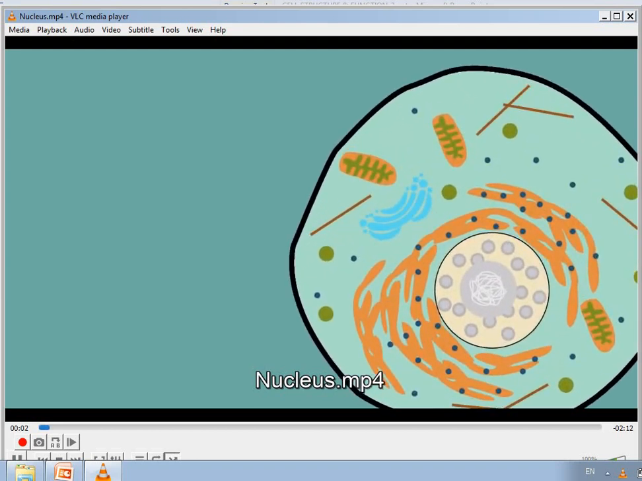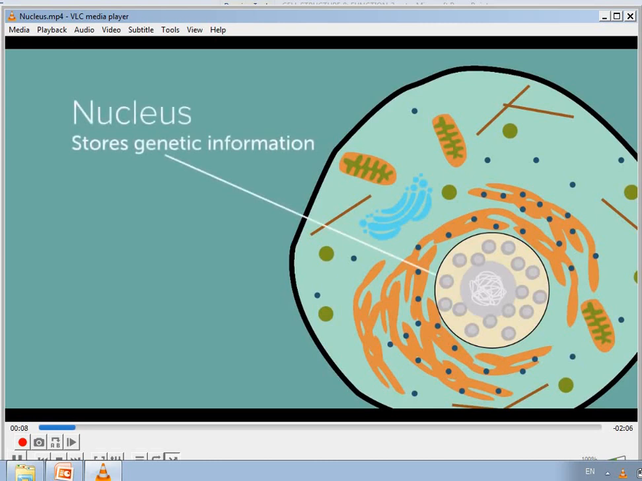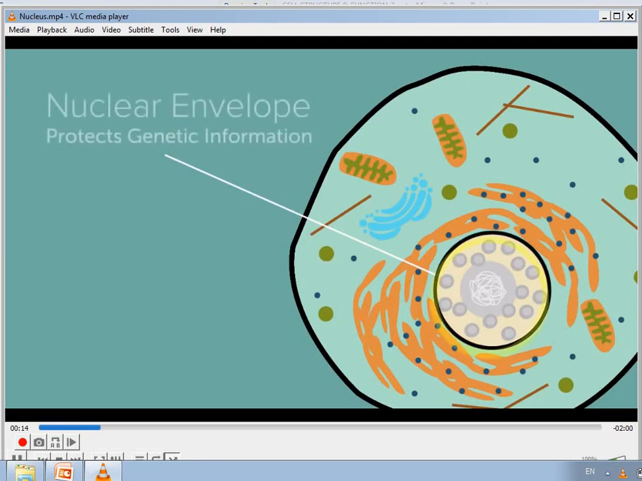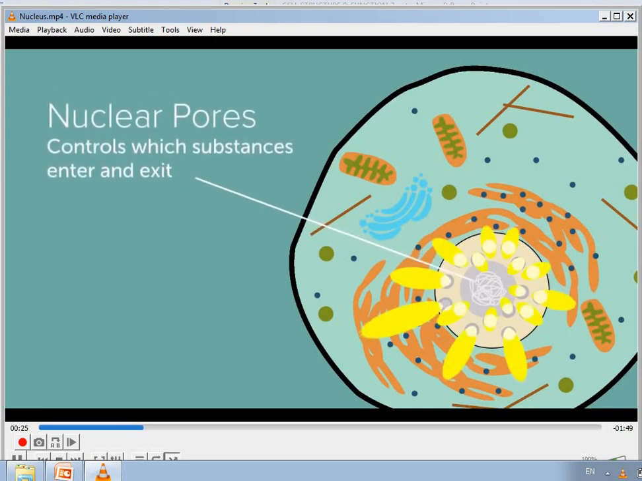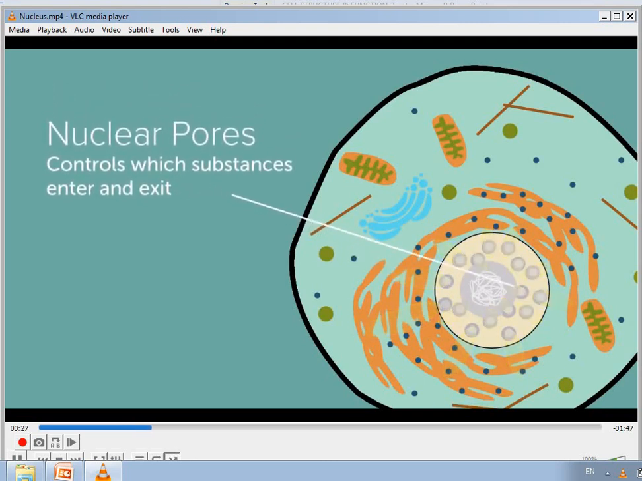Eukaryotic cells, which are complex cells that have organelles, store genetic information in a structure called the nucleus. Known as the control center of the cell, the nucleus is contained by a double membrane called the nuclear envelope, which works to protect the DNA by controlling what types of molecules can enter or exit. The nuclear envelope uses pores that allow certain substances to enter and leave.